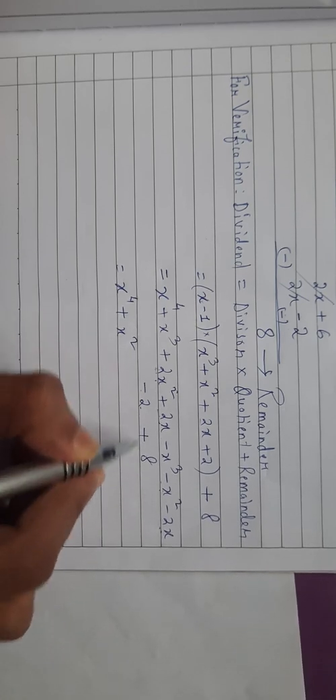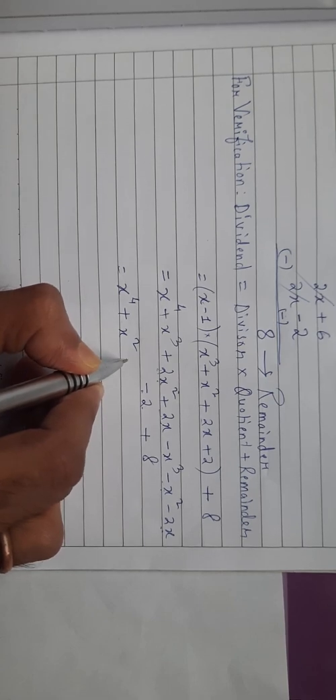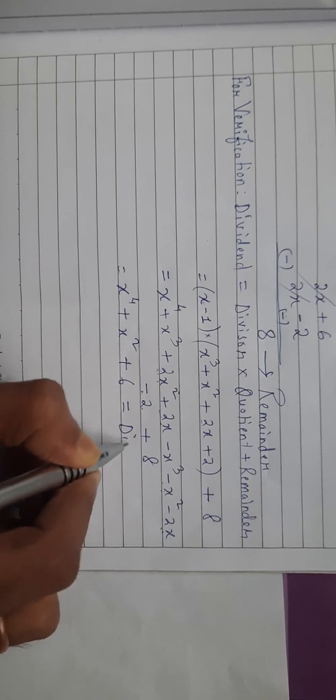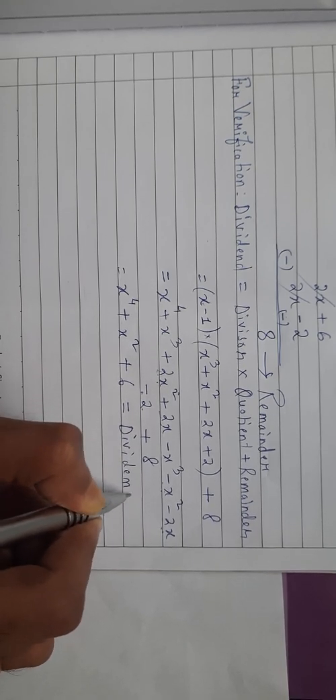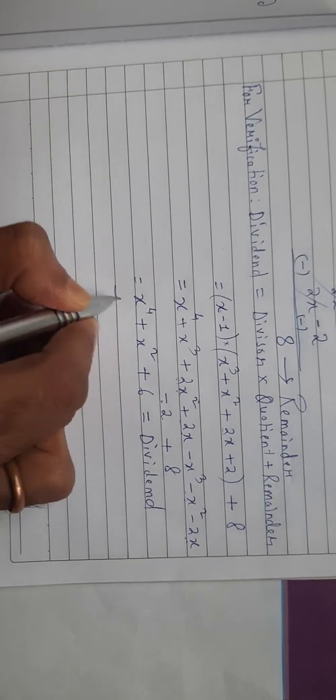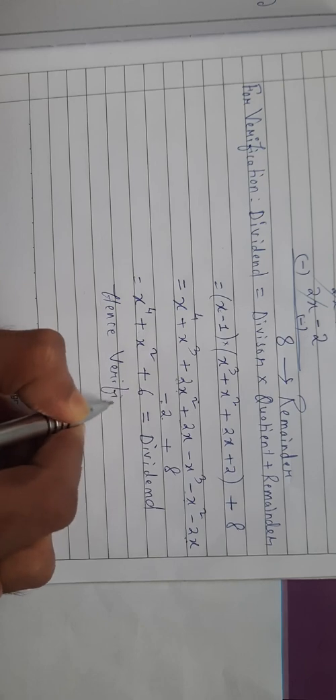Now we are left with minus 2 plus 8. So minus 2 plus 8 is plus 6, which is equal to our dividend. Hence verified.